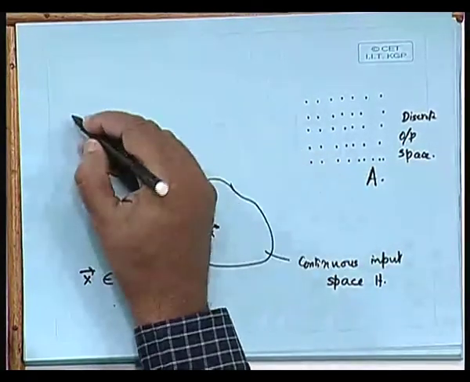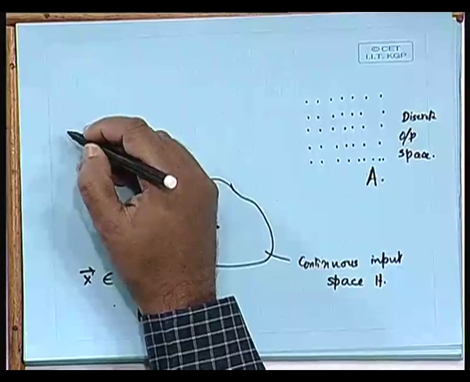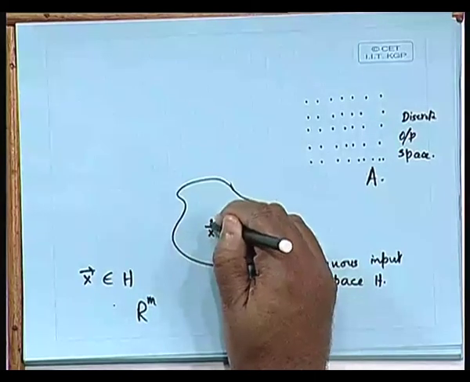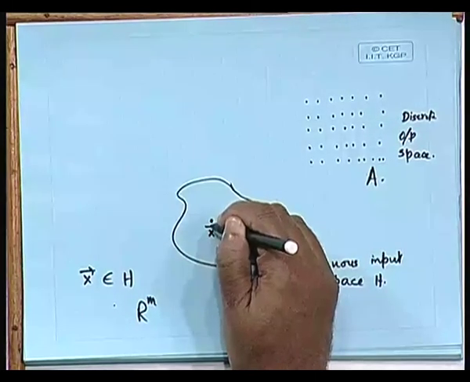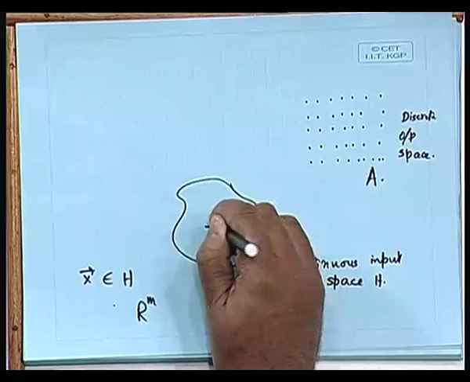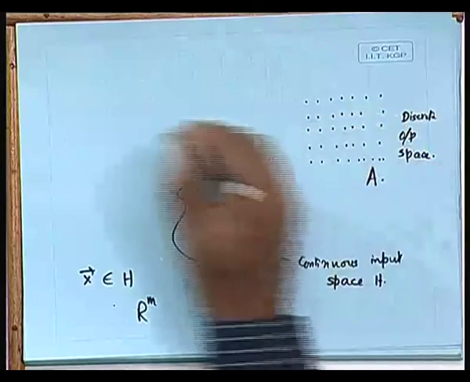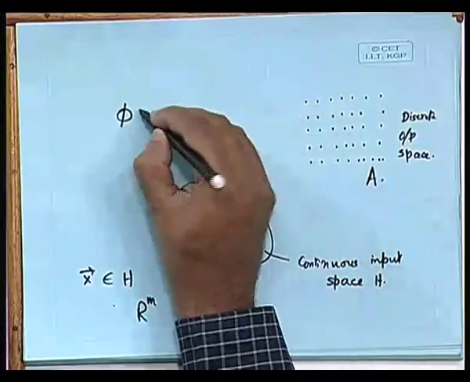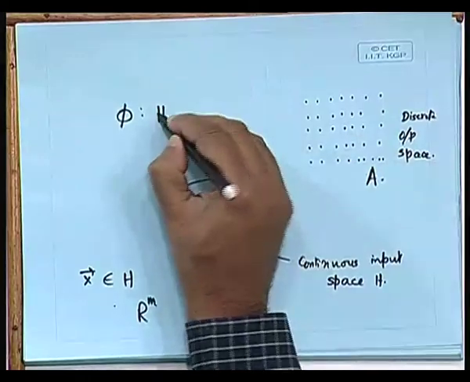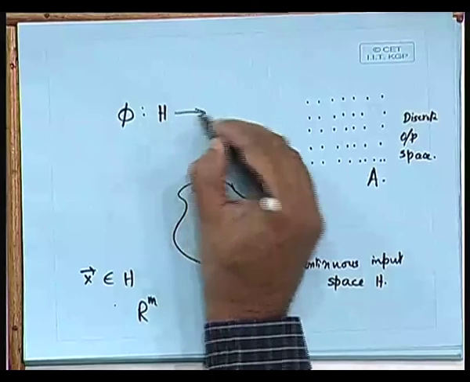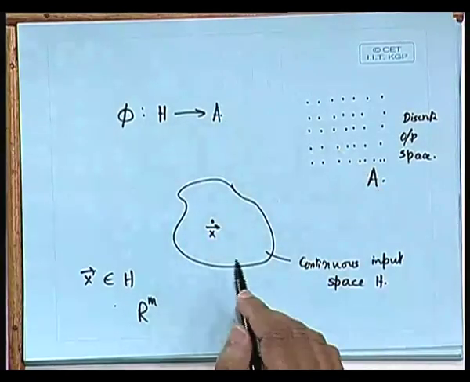So, essentially what we have as a feature map is a mapping. What the feature map, or the self organizing map, is trying to do is to map this x vector into this discrete output space, isn't it? It is definitely a nonlinear mapping. We call this mapping function the phi function. What phi does is to map from the continuous input space, that is H space, into the discrete output space, that is the A space.